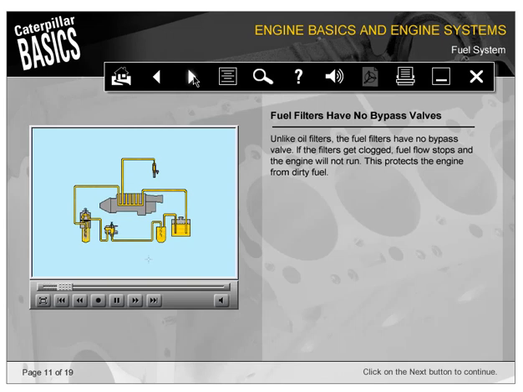Unlike oil filters, the fuel filters have no bypass valve. If the filters get clogged, fuel flow stops and the engine will not run. This protects the engine from dirty fuel.